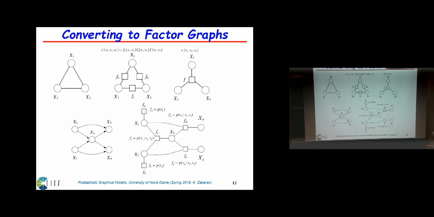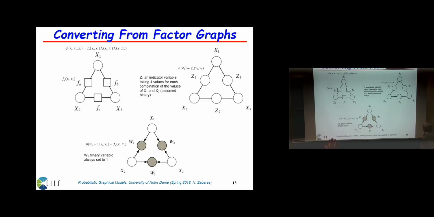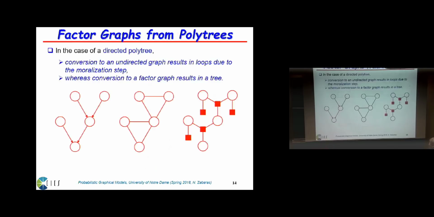Let's see what else we have. We have p of x5 given x1 and x3. x5, x1 and x3, that's this factor. And then we have x4 given x2 and x3, and that's this factor. Okay? All right. This is an esoteric example, but it's an important example, but I will bypass it. So if you have questions, just ask me.